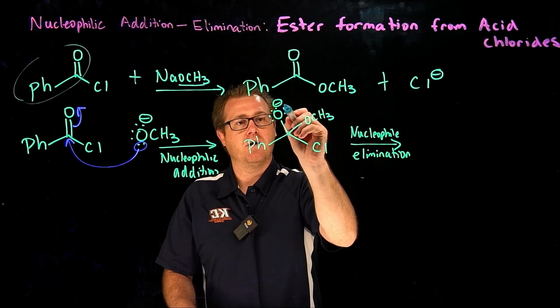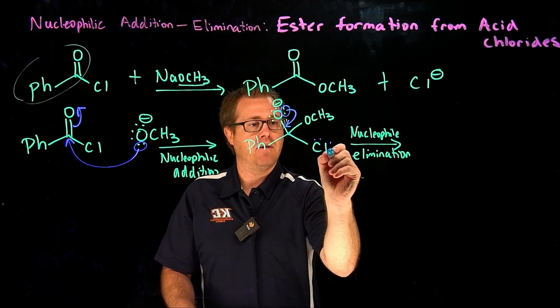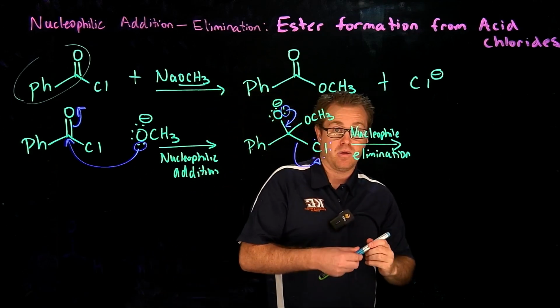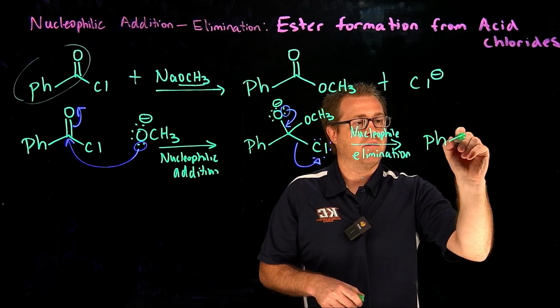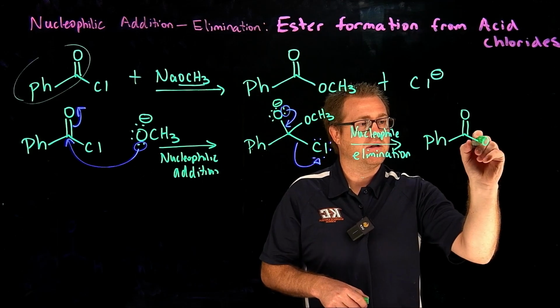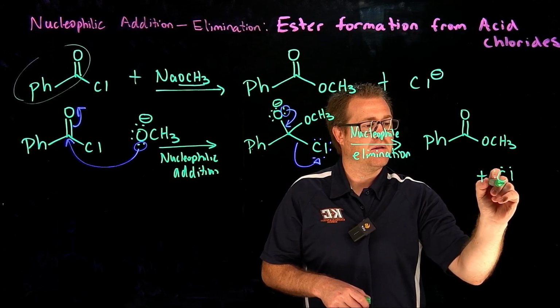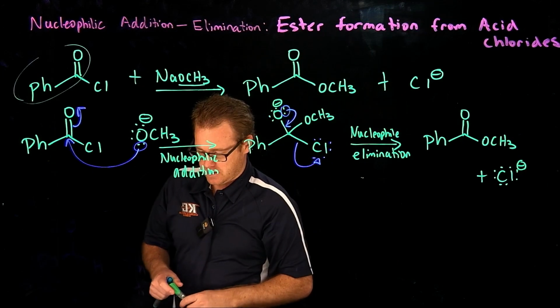So this lone pair right here will collapse back down, and then it will kick off the chlorine as that chlorine is a leaving group. And then we would have our ester, and our chloride would be floating around, just like that.